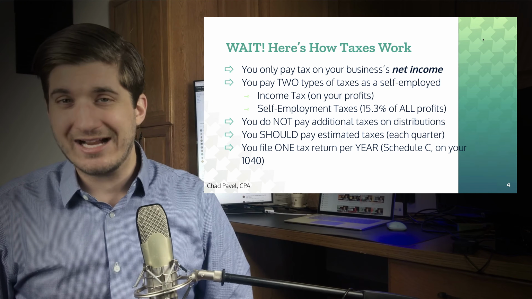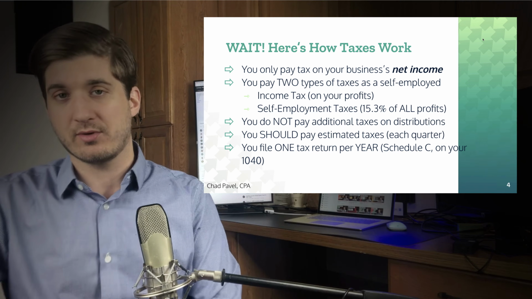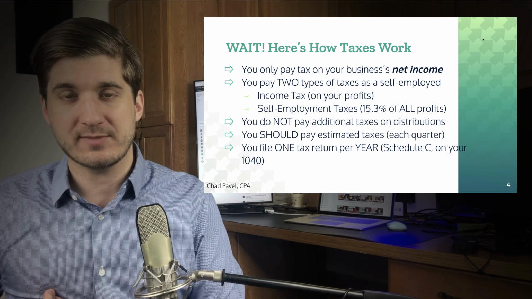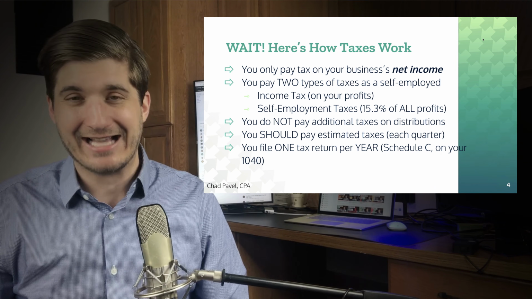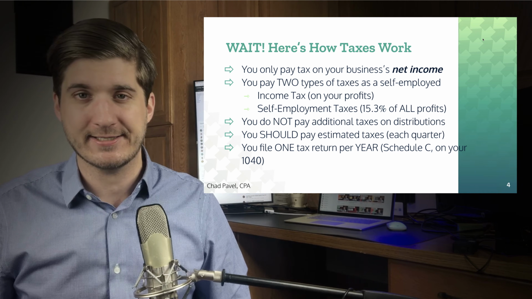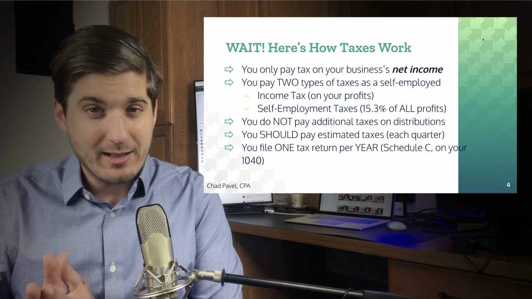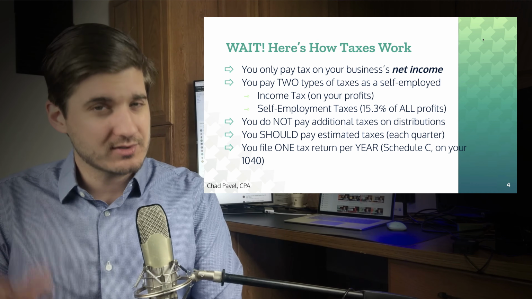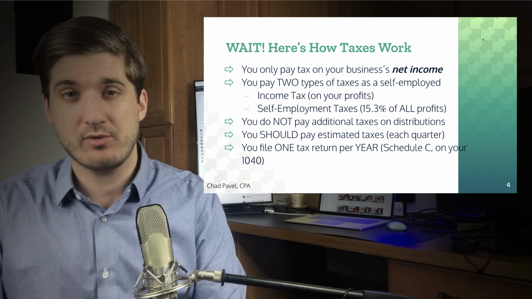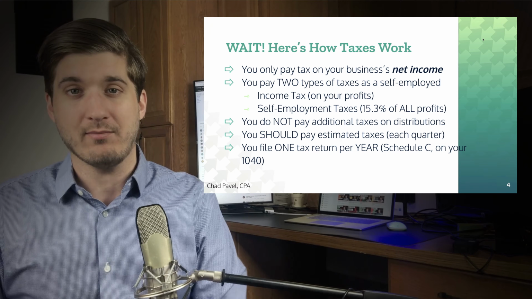Another point to make is you actually don't pay any additional tax on distributions, or when you take money out of your business bank account and write it to your personal account, you actually don't pay additional tax on that. And I'll show you in a minute why that's the case. And in addition to making estimated taxes throughout the quarter, again, you only file one tax return, which is still your individual tax return. It's just that there's a separate schedule that I already showed you, which is called the Schedule C, or net income or loss from a business.